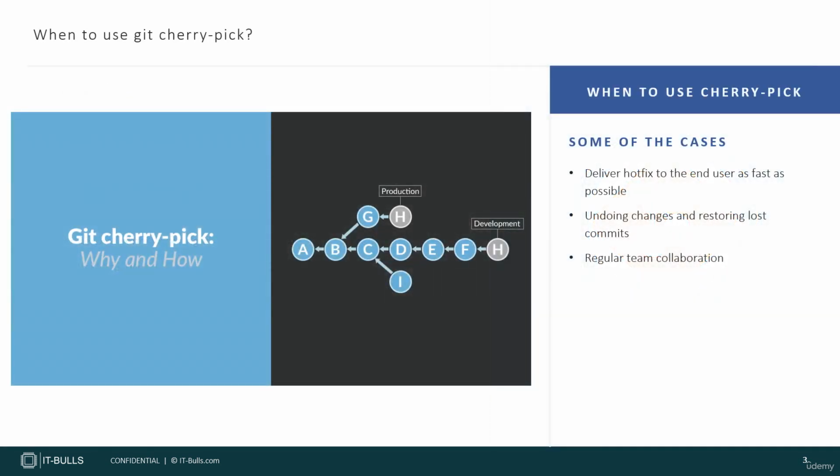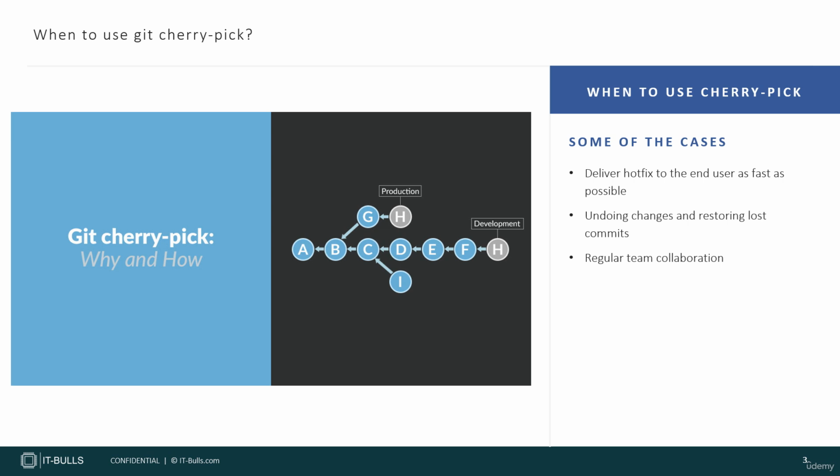So, when do we have to use cherry pick? There are different cases when you might want to use the cherry pick command. Some of them: deliver a hotfix to the end user as fast as possible. Imagine that you created a release branch. Release branch should contain only source code that is going to be part of the build of your application that is going to be deployed on your production environment, where it will be available to the end user.